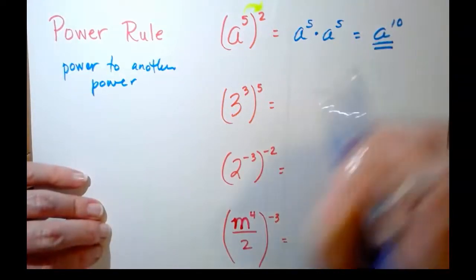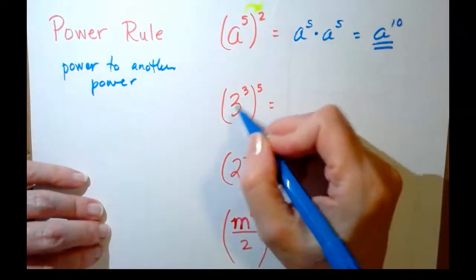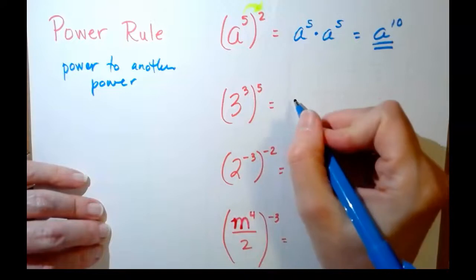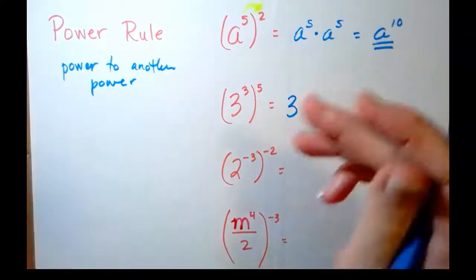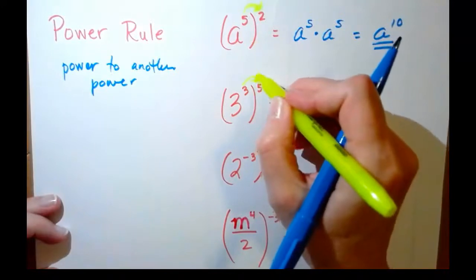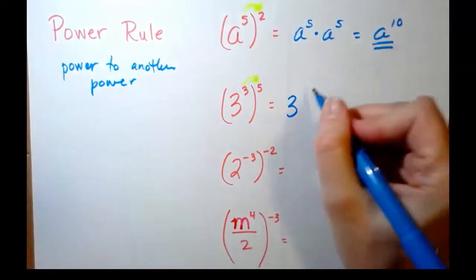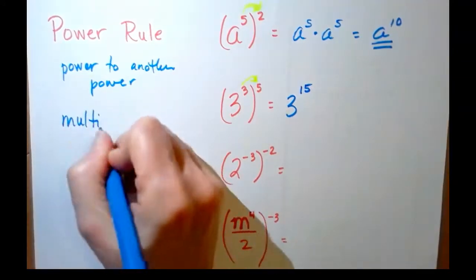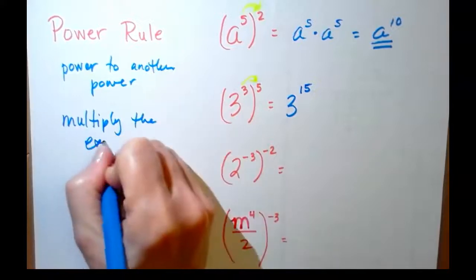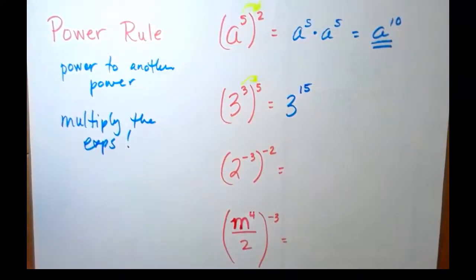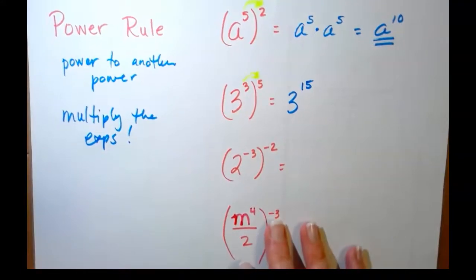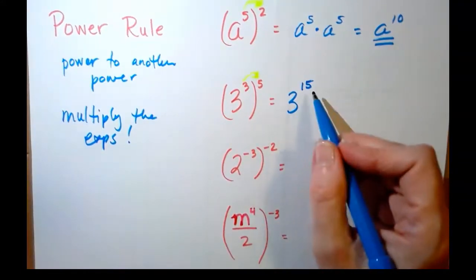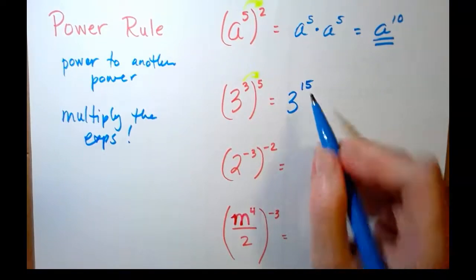The base never changes. Next, we have 3 to the 3rd to the 5th. The base never changes. We are raising a power to another power. 3 times 5 is 15. We will multiply the exponents when we are raising a power to another power. Even if those exponents are negative, we're still going to follow the rule. The rule is the rule. And oh, by the way, 3 to the 15th power is a really ginormous number, so we will leave it as 3 to the 15th.